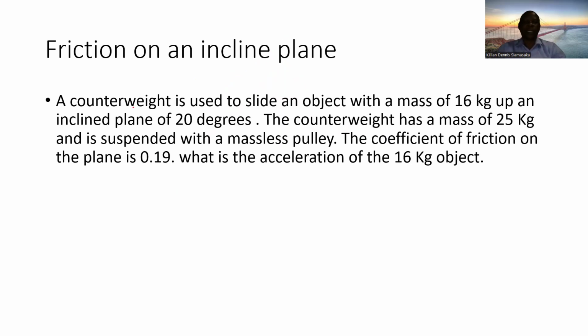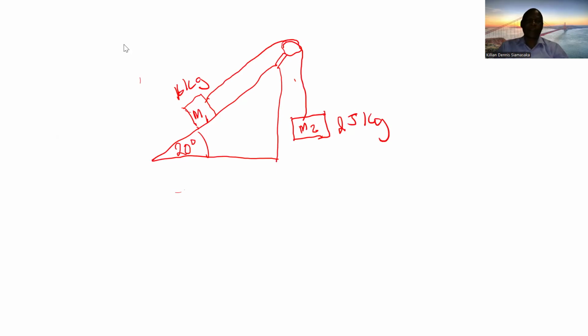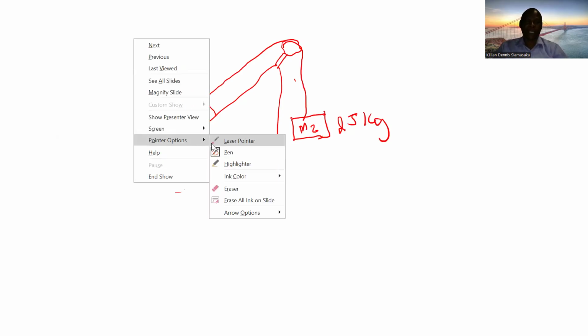So let's read the question and understand it, and be able to apply concepts in order for us to solve this question. A counterweight is used to slide an object with a mass of 16 kg up an inclined plane. The counterweight has a mass of 25 kg and is suspended with a massless pulley. The coefficient of friction on the plane is 0.19. What is the acceleration of the 16 kg object? So this is actually the question. And so we have said that this is the orientation of the objects.